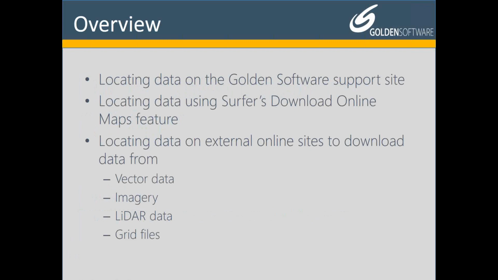As an overview, today I'm going to be walking everyone through the entire data acquisition process, from locating data on Golden Software's website to using Surfer's download online maps functionality to download some raster data files. And then we'll also be discussing in detail some external online sources that can be used to download data from, including vector data, LiDAR data, and gridded data.